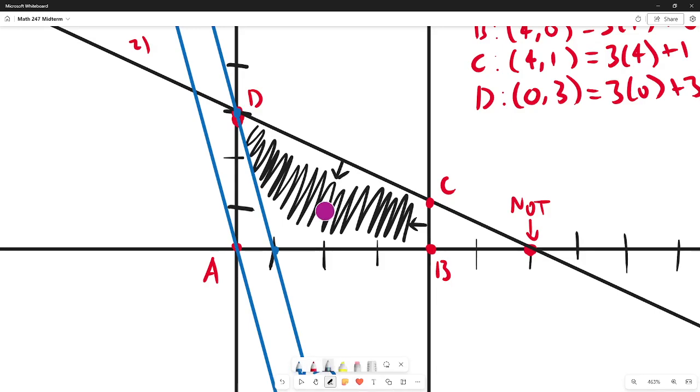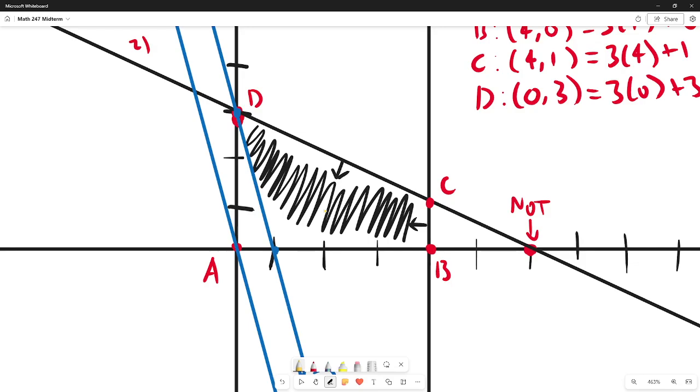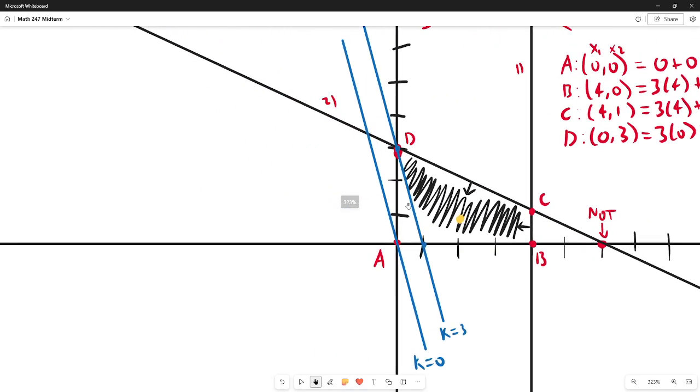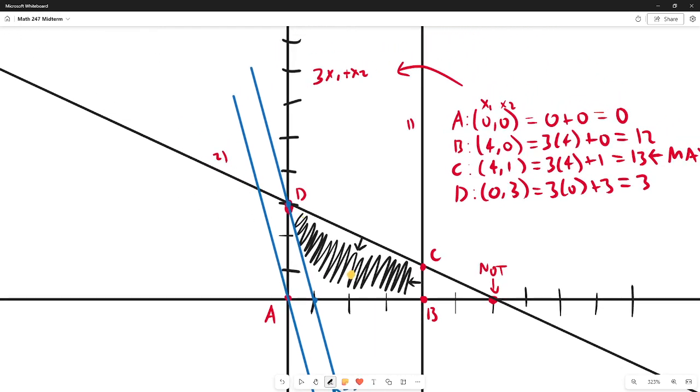I'll put it in yellow. 1, 2, 1. So this is (2, 1). So we see it's obviously in the feasible region. And you can use that as a way to kind of confirm what your feasible region is. Because let's say you accidentally did it like up here, right? For some reason. I don't know why, but let's say you were to do that.